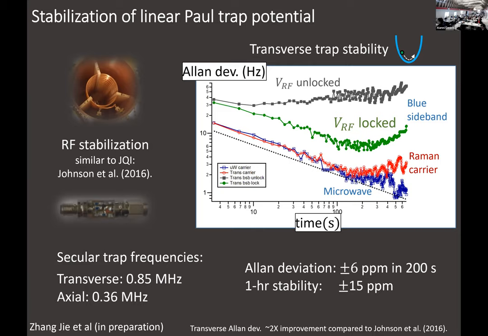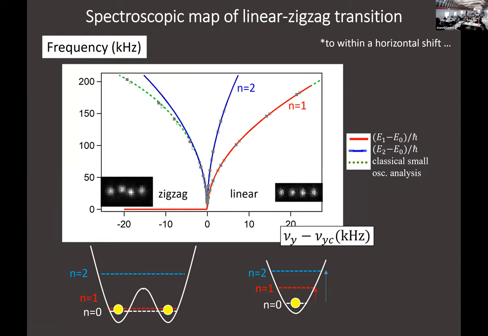And we achieve, as far as I know, the best that's been achieved, about a factor of two better than the original JQI publication. So we're down at a few parts per million over 200 seconds, but if you look over hours, we're at ten parts per million trap stability. So that's enabled us, really, it's one of the key things, to see a very sharp transition. So this is just showing you some data here.